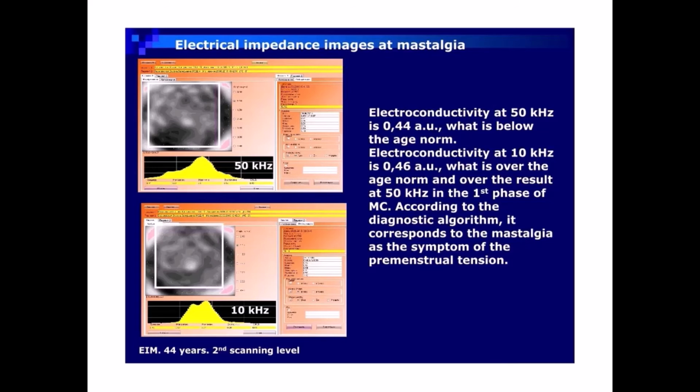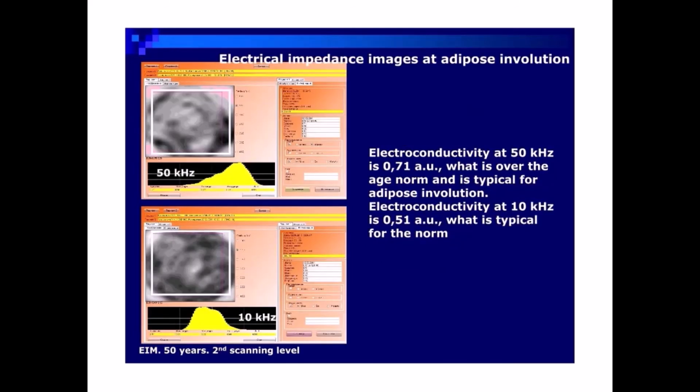Second scanning level. Electrical impedance images at adipose involution. Electroconductivity at 50 kHz is 0.71 AU, which is over the age norm and is typical for adipose involution. Electroconductivity at 10 kHz is 0.51 AU, which is typical for the norm.